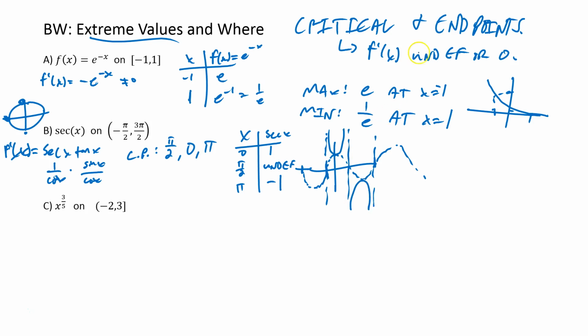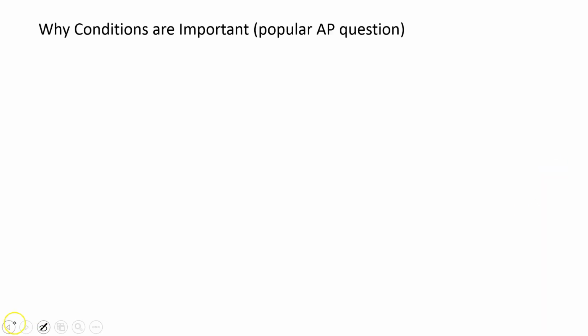Okay, so it looks like we don't have an absolute max or an absolute min because we go up and down forever. But it does look like we have a relative min. We have a relative minimum at 0, and that's when y equals 1. And then we have a relative max when x is equal to pi, and y equals -1.